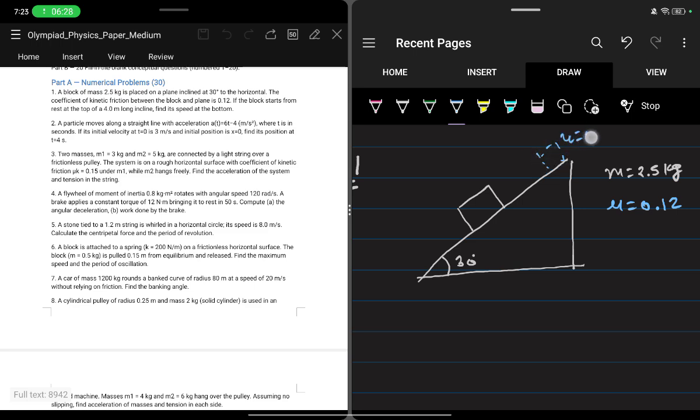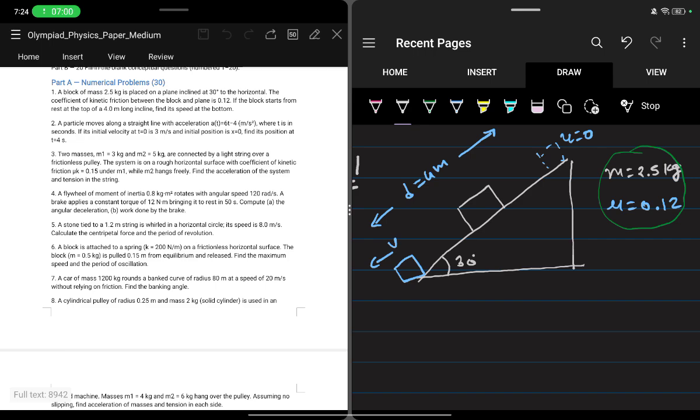0, right? The block starts from rest at the top of a 4-meter long incline, that means this distance is 4 meters. We need to find its speed at the bottom. So let's say here the final speed is v. So we don't need these data. We can actually use energy conservation, right?